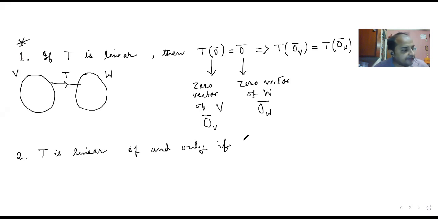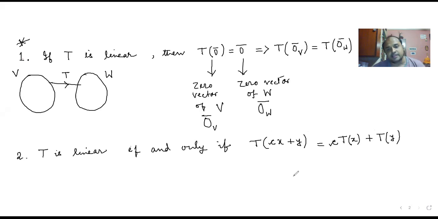T is linear if and only if T of Cx plus Y is equal to C into Tx plus Ty, for all x, y belonging to capital V. This is a kind of theorem which helps us to prove different problems. I am going to prove this particular theorem first of all. Okay, so let us try to prove this particular theorem.